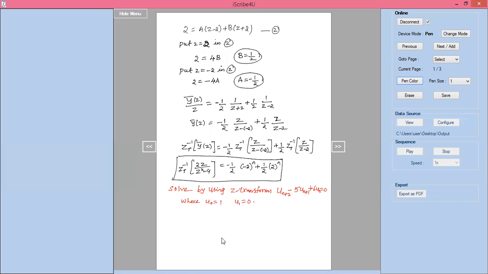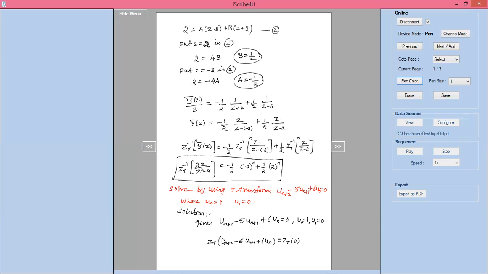Solution. Given u n plus 2 minus 5 into u n plus 1 plus 6 into u n equal to 0. The condition is u naught equal to 1, u1 equal to 0. Now I will apply Z transform. Z transform of u n plus 2 minus 5 into u n plus 1 plus 6 into u n equal to Z transform of 0.